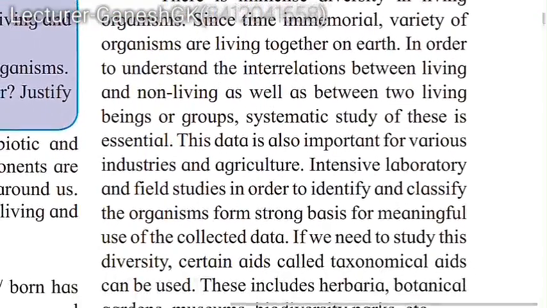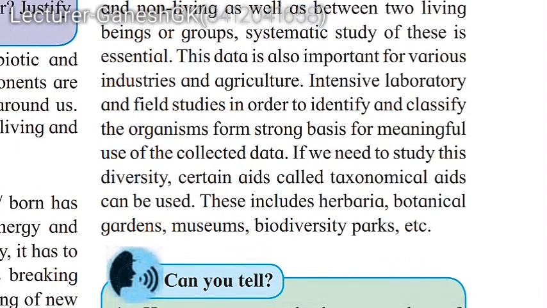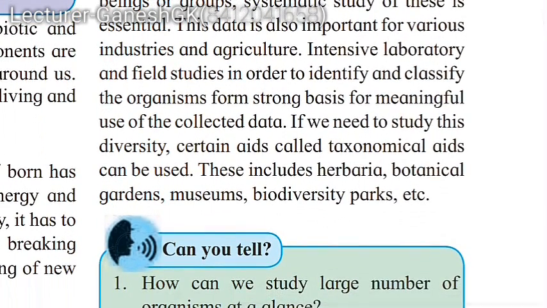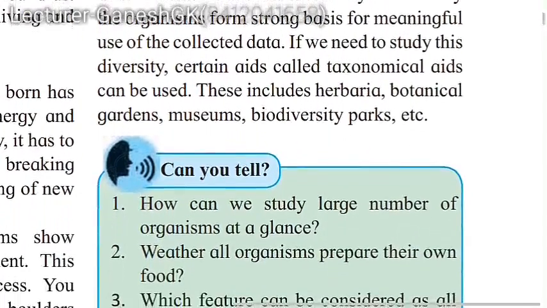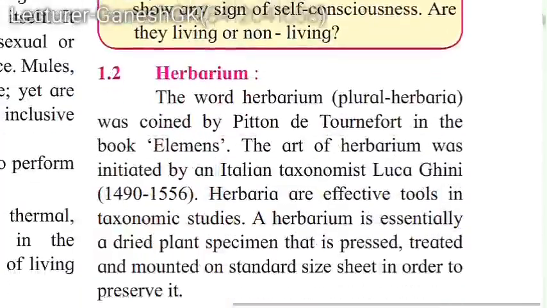There is a huge diversity of organisms, a variety of organisms living together on earth since time immemorial, and we need to understand their interrelationships. The systematic study of this data is important for various industrial and practical purposes, through intensive laboratory and field studies, in order to identify and classify organisms and form a strong basis for meaningful use of the collected data. To study this diversity, certain aids called taxonomical aids can be used. These include herbaria, botanical gardens, museums and biodiversity parks. So let us discuss these things.